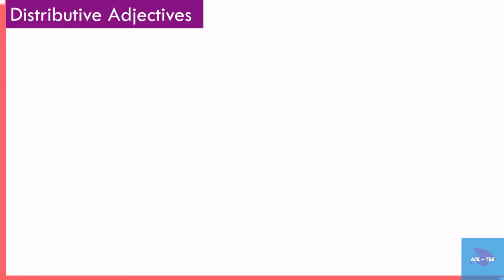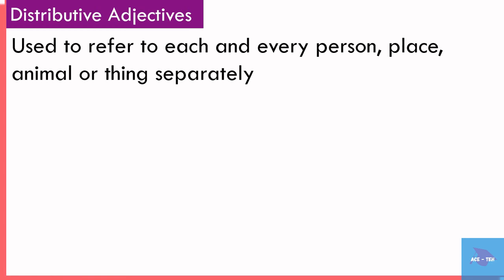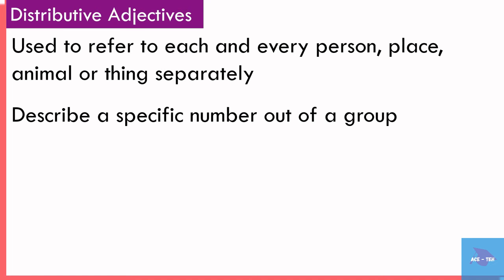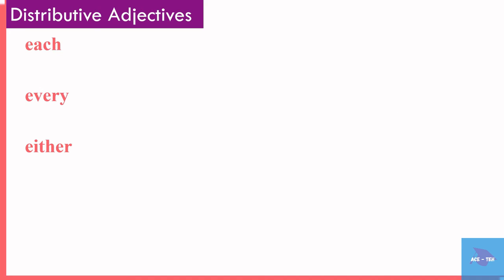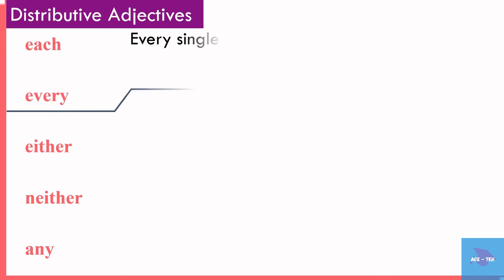Distributive adjectives. Distributive adjectives are used to refer to each and every person, place, animal, or thing separately. That is, they describe a specific number out of a group. They normally are used with singular nouns that are part of a larger group. Each, every, either, neither, any, etc. are some of the distributive adjectives.